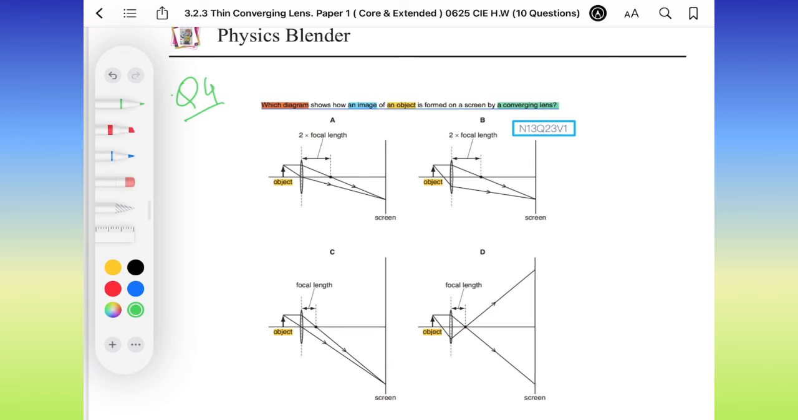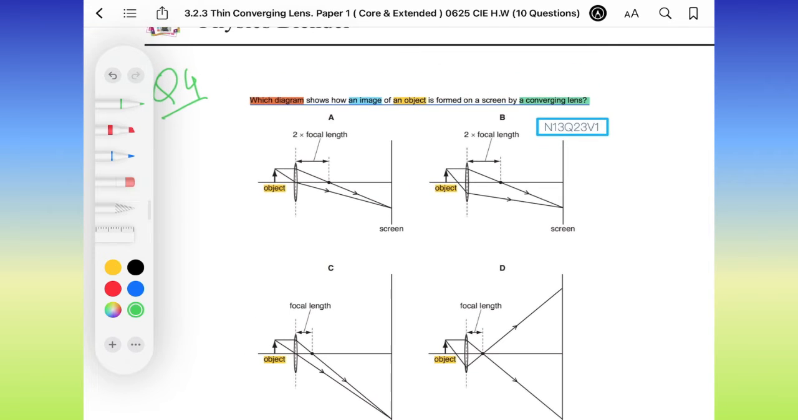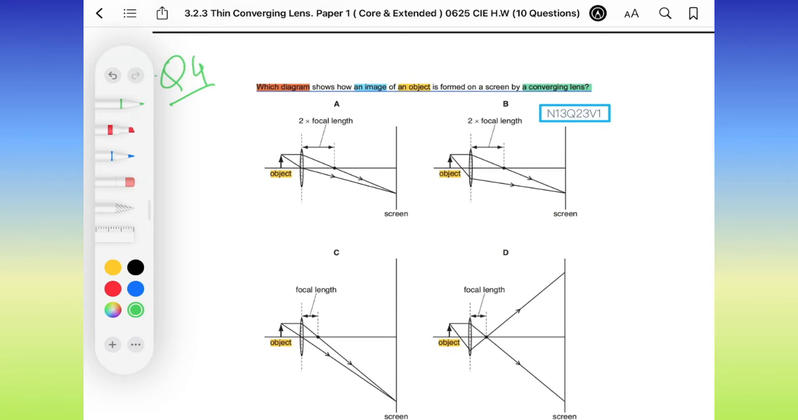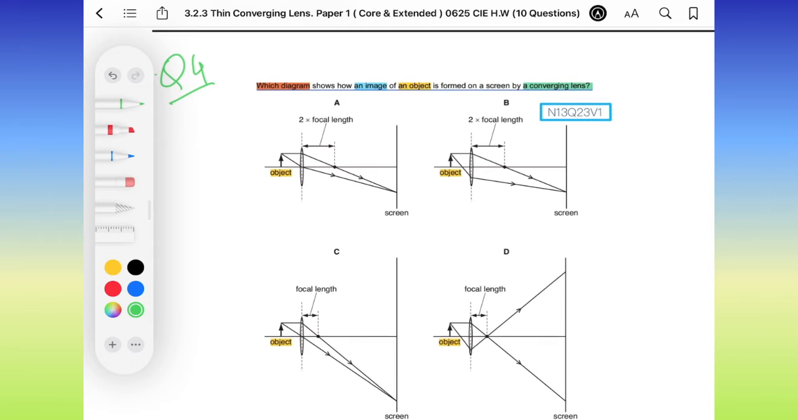Question 4 is asking you which diagram shows how an image of an object is formed on a screen by a converging lens. Okay. The first one here, the ray which is parallel to the principal axis refracts not through F, because you have here double focal length, so it's incorrect. Here also the same mistake, it should refract through F, but here you have 2F, so it's not the focus, so it's incorrect. Okay.